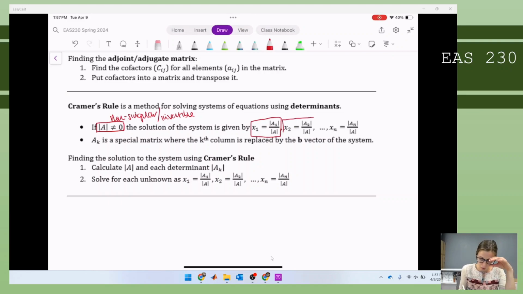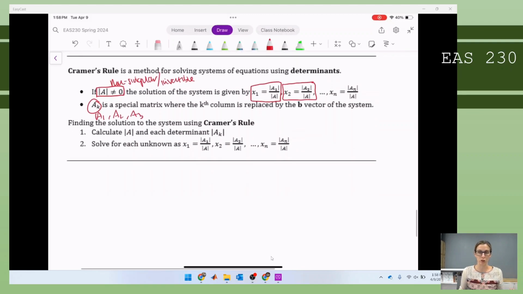Our second unknown is the determinant of a matrix called A2 divided by the determinant of A. And then we would continue for as many unknowns as we have. Our third unknown is equal to the determinant of a matrix called A3 divided by the determinant of A. Where A sub k, A sub 1, A sub 2, A sub 3, is a special matrix where the kth column is replaced by the B vector of the system.